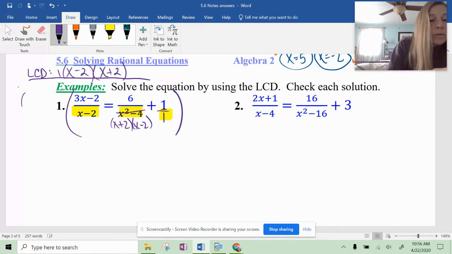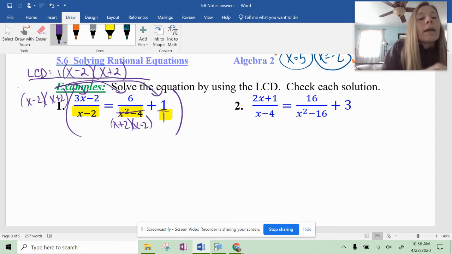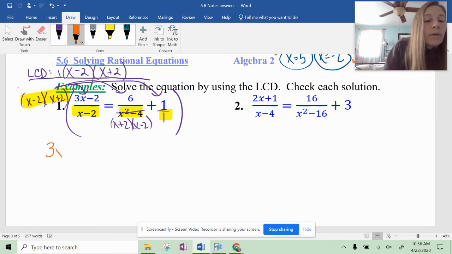So when we distribute that to the whole problem, it's going to cancel out these fractions, and we won't have any more fractions. So when we multiply this LCD to the first fraction, we end up with 3x minus 2 times x plus 2, because the x minus 2's would have canceled.